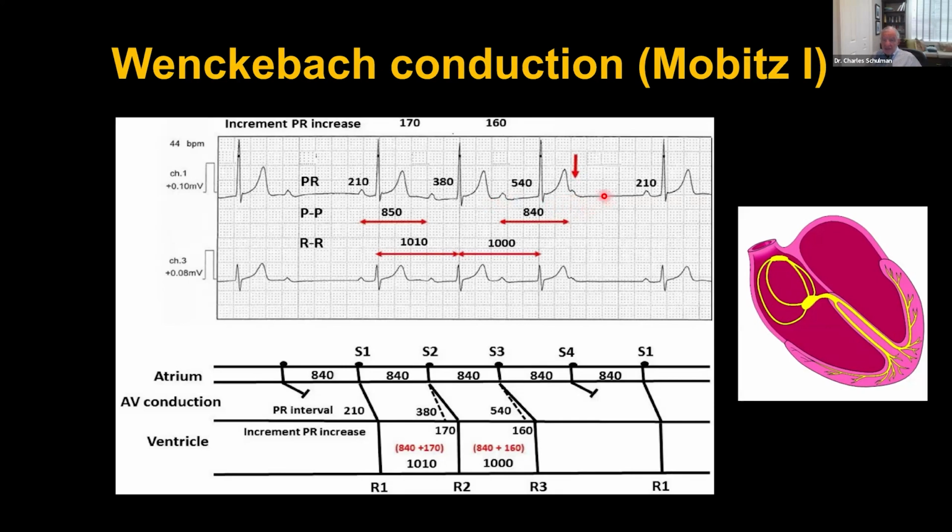Okay. The distance from this R wave to this R wave is less than two times the RR interval of the conducted beats. You'll also notice that because the increment of increase decreases, right? It's decremental conduction, right? So PR interval of 210, 380, 540. The difference between 210 and 380 is 170. The difference between 380 and 540 is 160. Thus, the RR intervals become smaller. Okay, that's a clue to Wenckebach conduction.